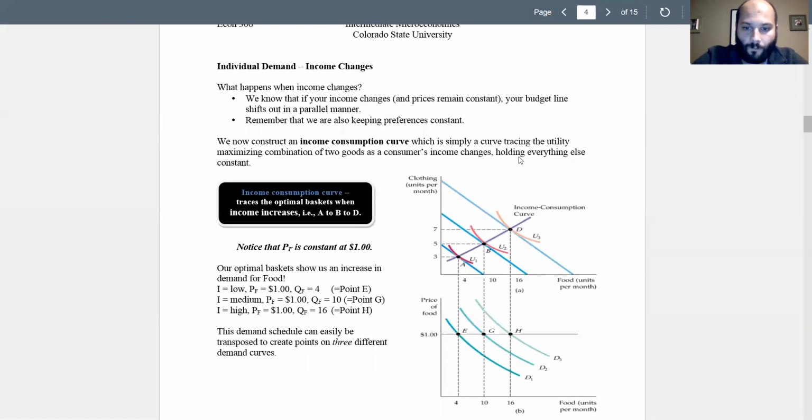All right. We also showed when income changes. So here we have kind of a similar concept, except instead of 3 different prices, we have 3 different income levels.